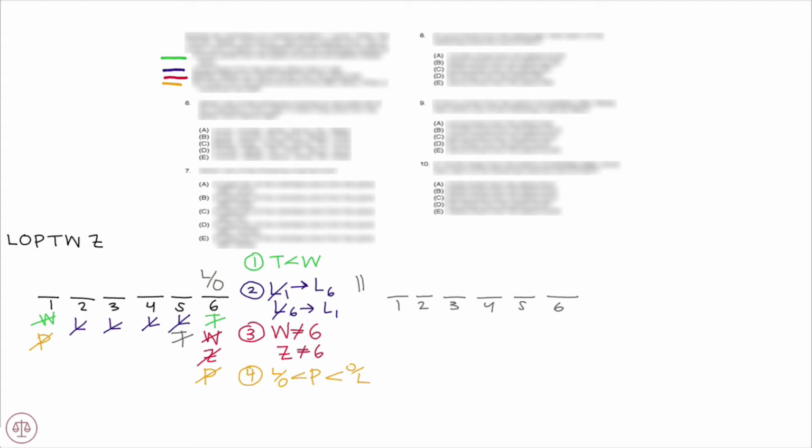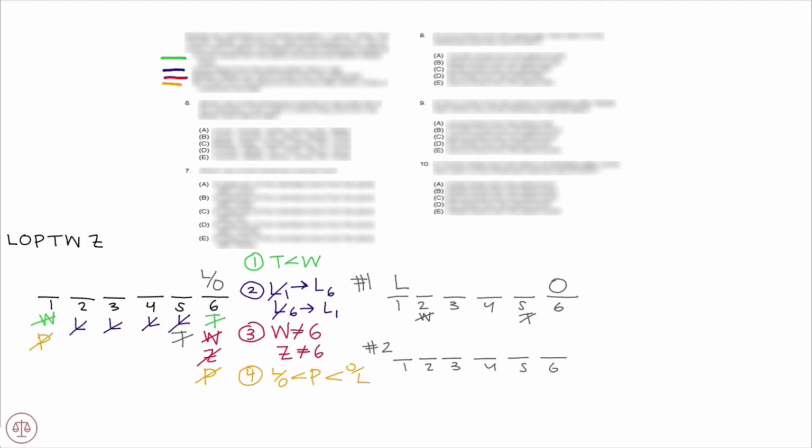Option 1 is where L is first, and since 6 is going to be either L or O, if L is first, then O is 6th. We know that W is not second because T has to be before it, and we already know T can't be 5th.